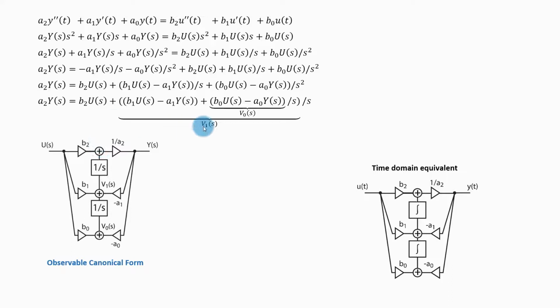And when I add everything together, at this point I will get a2 times y of s, which I need to divide by a2, which will give me y of s. So this is how you can draw this alternative form of the schematic of your time continuous system, and this form we call the observable canonical form.